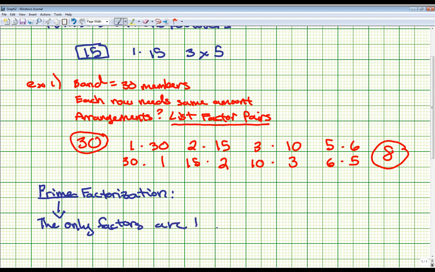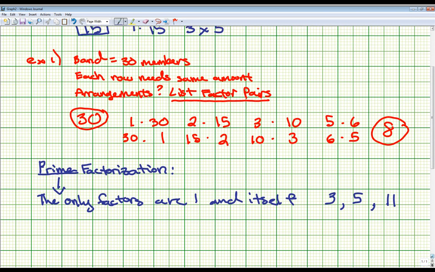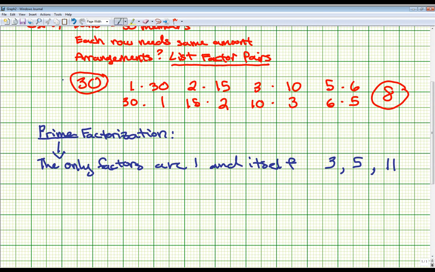are 1 and itself. So an example of a prime number would be 3, because the only factor pair would be 1 and 3. Or 5. The only factor pair would be 1 and 5. Another one would be 11. The only factor pair is 1 and 11. So that's important to note. The next thing we'll talk about is a factor tree.